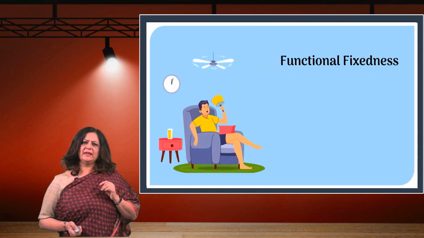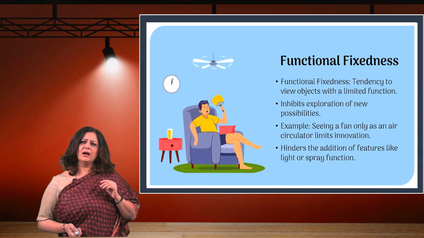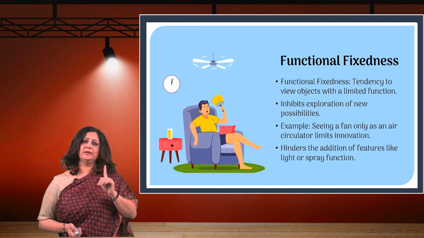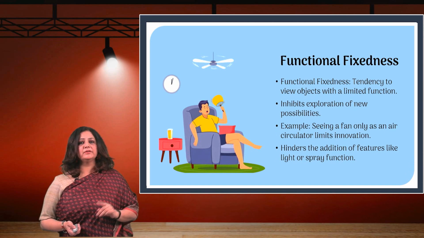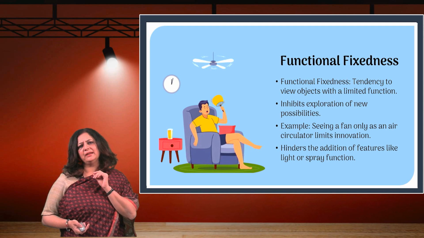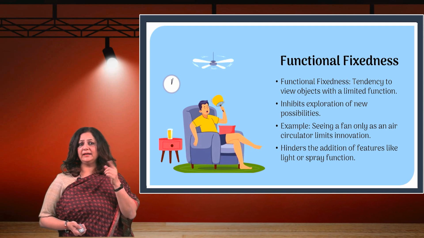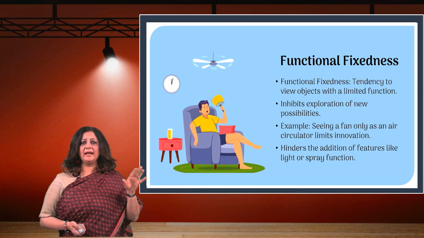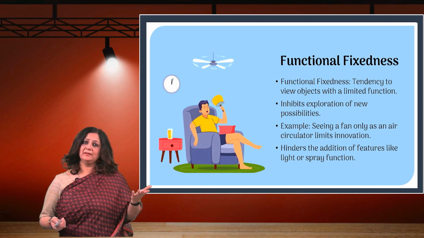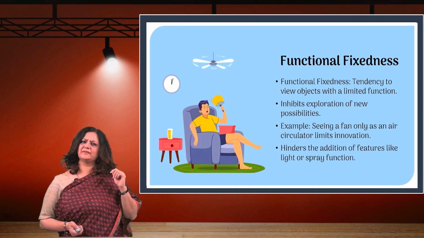Functional fixedness is a tendency to see objects only working in a particular way, which inhibits the search for new possibilities. An elementary example being a fan. If we are fixated with the idea that a fan can only circulate air in a room, we will not be able to innovate and add other features, maybe a light or a spray function, etc.